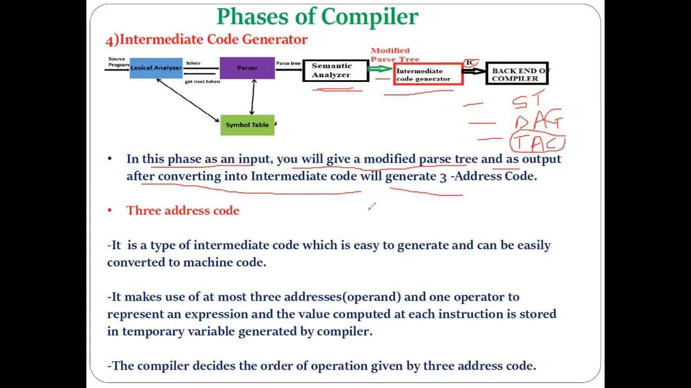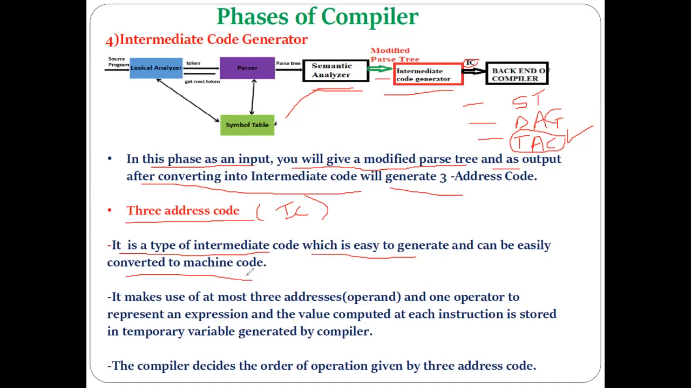So in this fourth phase of the compiler, that is intermediate code generation, we are focusing on three address code generation as an intermediate code. So onwards, we will discuss what exactly a three address code is as an intermediate code. Okay, so three address code, TAC, is one of the types of intermediate code, and it is easy to generate and can be easily converted into machine code.